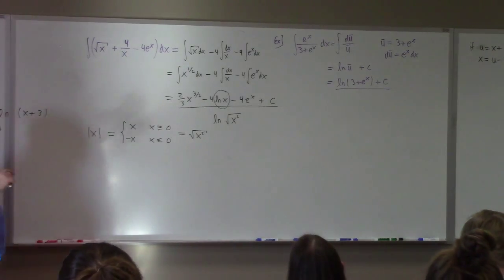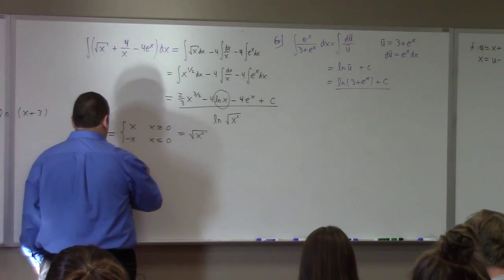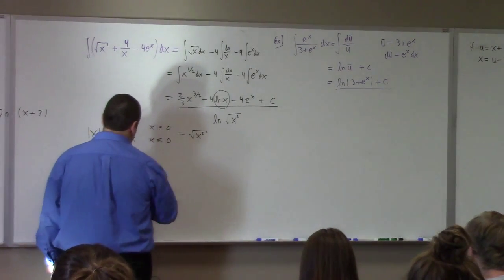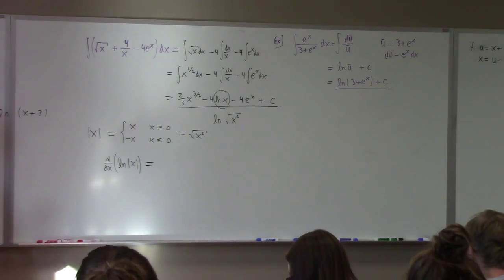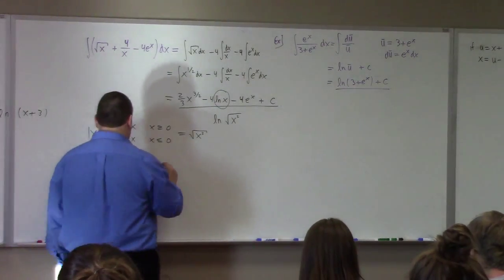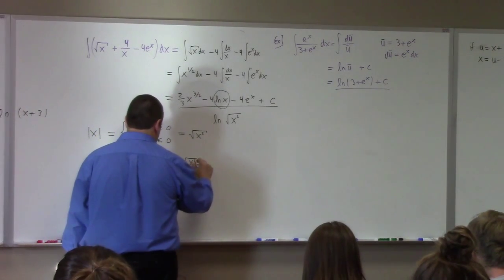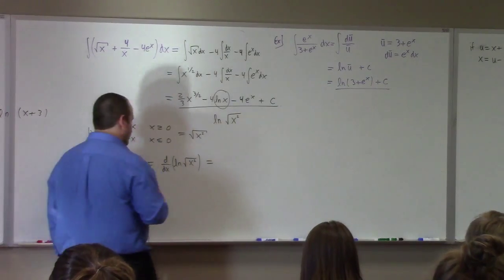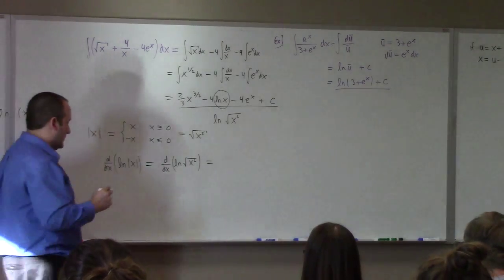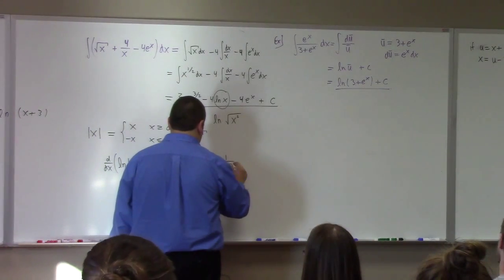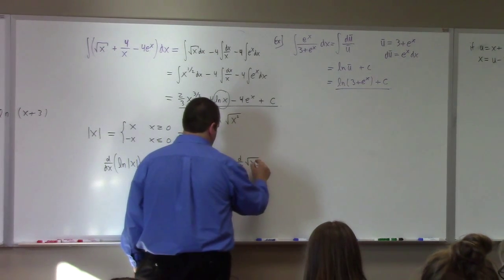Now I want to show you something. What happens if we differentiate with respect to x the natural log of the absolute value of x? What's that look like? X to the what? How about this? d dx of the natural log of the square root of x squared, right? So I can do the chain rule. Chain rule tells me 1 over the square root of x squared times d dx of what? Square root of x squared, right?